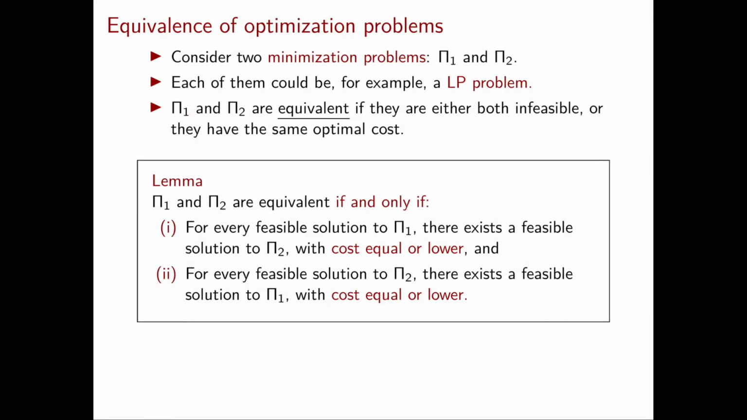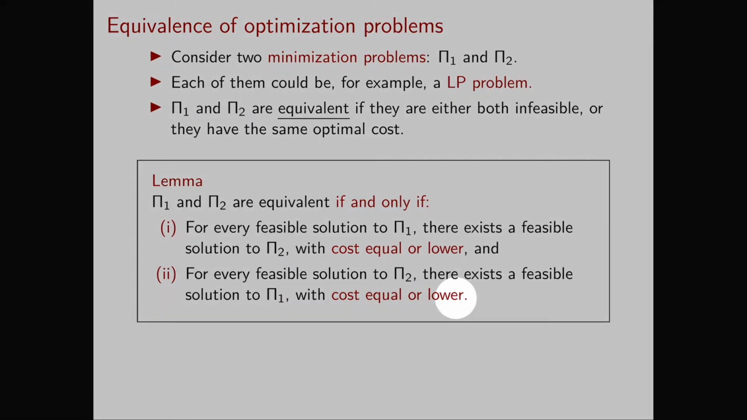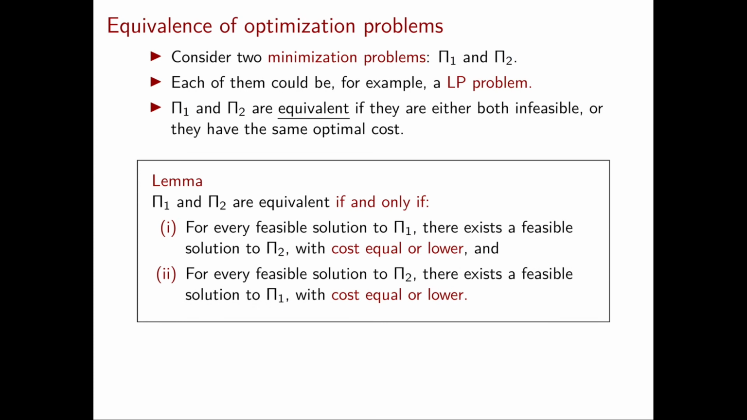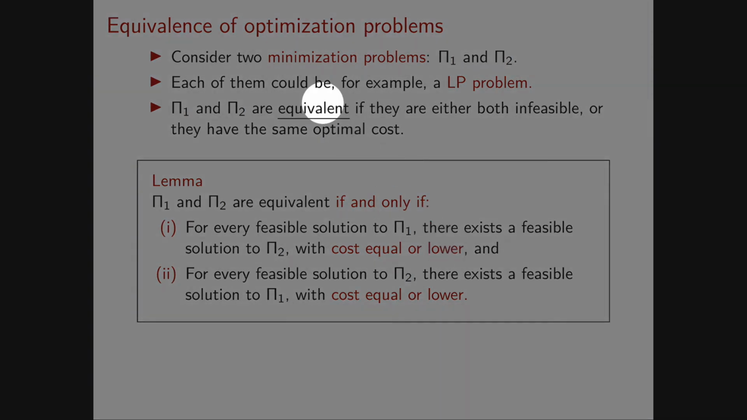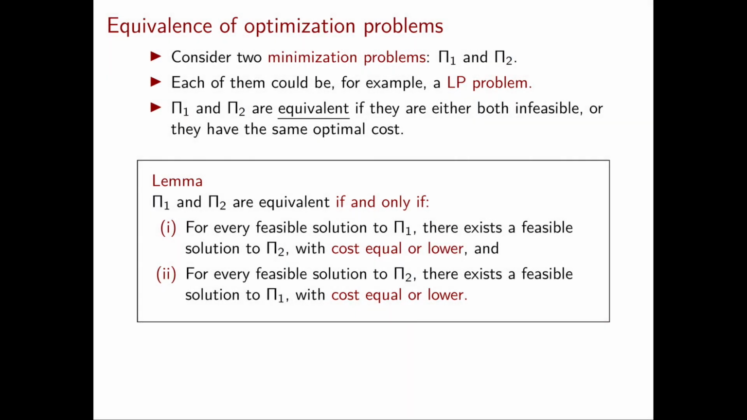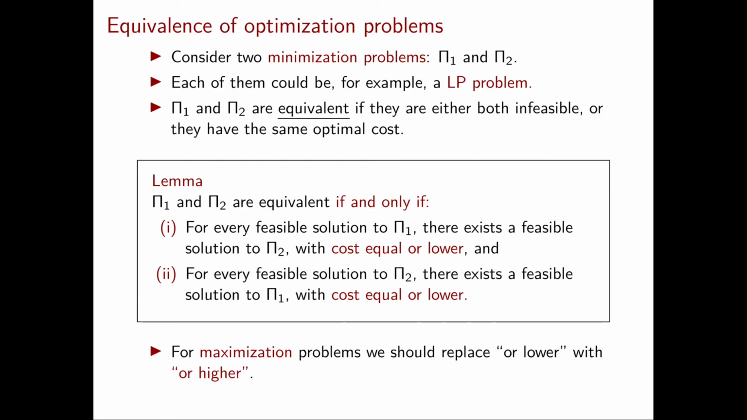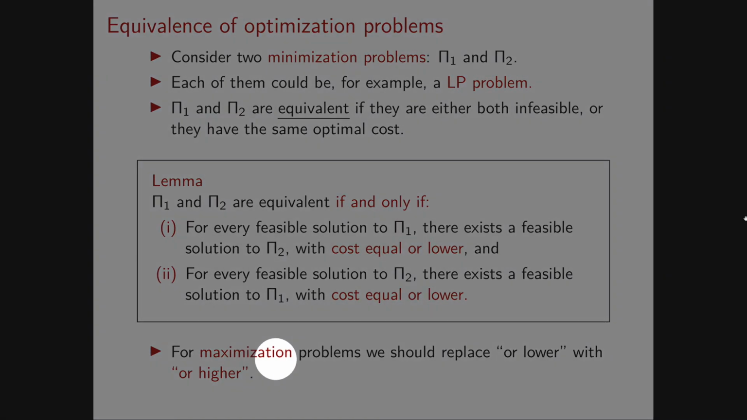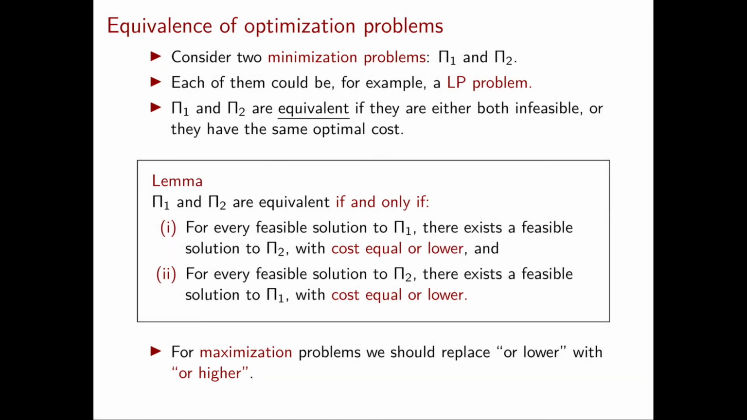However, it still seems arbitrary, like why "or lower" and not "or higher". This seems also strange, and well, that comes from the fact that our two problems are minimization problems. In fact, if you look instead at maximization problems, you should replace in the lemma "or lower" with "or higher". Good, so enough discussions about the statement of the lemma.